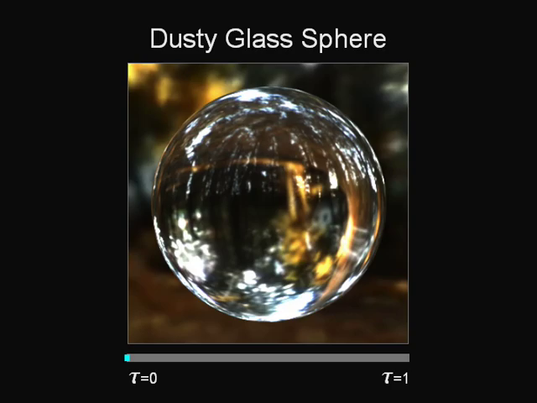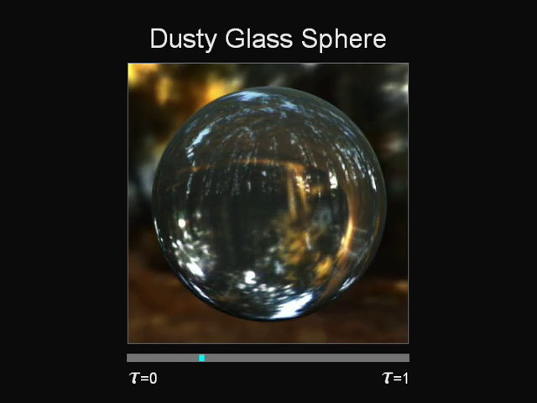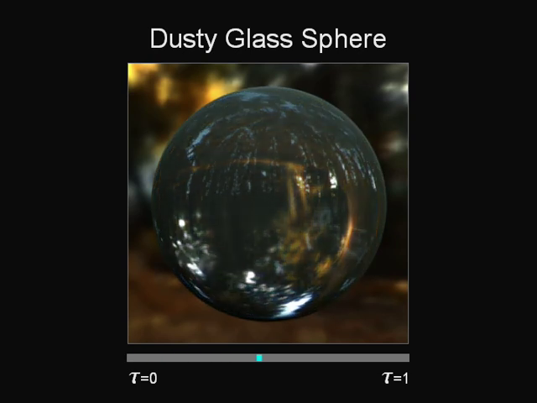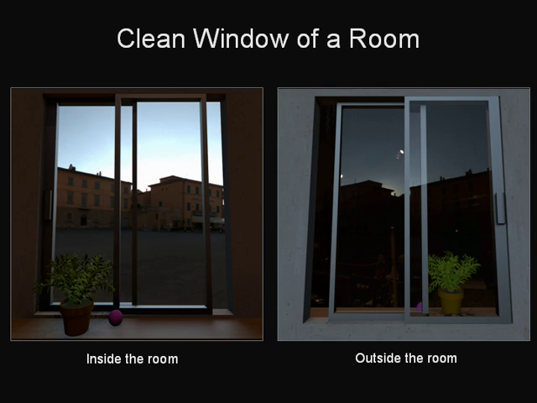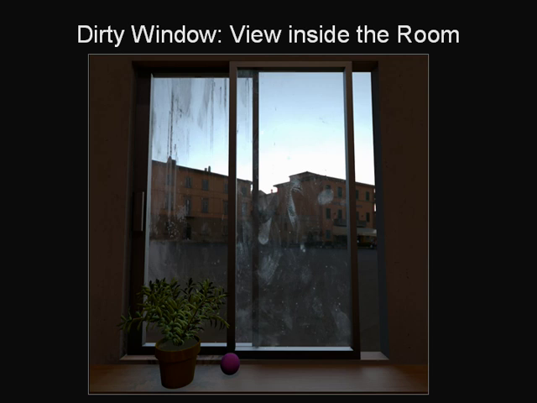The first example is a glass sphere covered with a uniform dust layer in complex environment lighting. As the optical thickness tau increases, the sphere becomes more smooth and soft, especially near the contour. Eventually, it becomes an opaque, dusty object. The second example is to render a dirty window of a room. This is the clean window viewed inside the room and outside the room. This is the dirty window viewed inside the room.